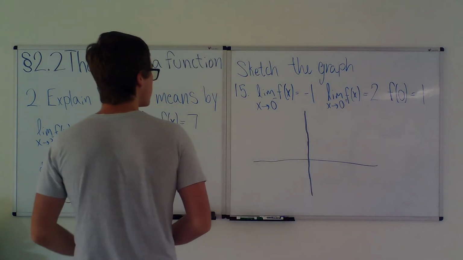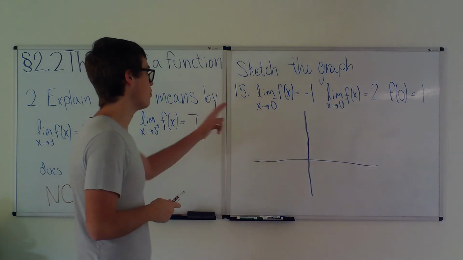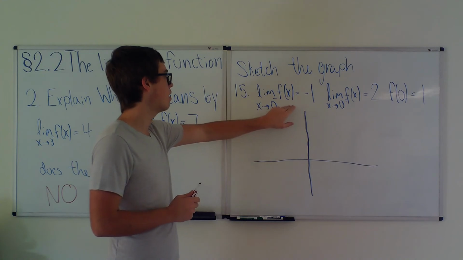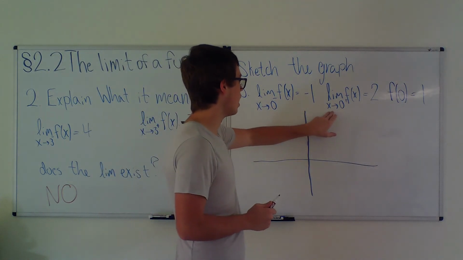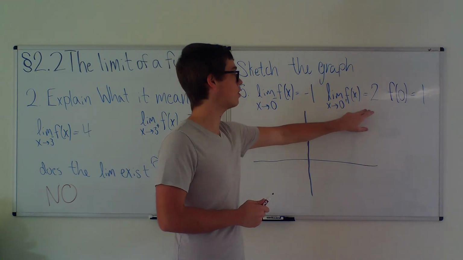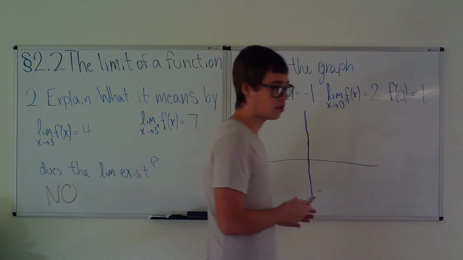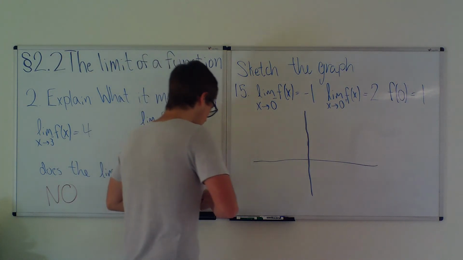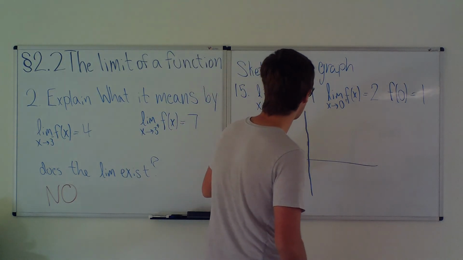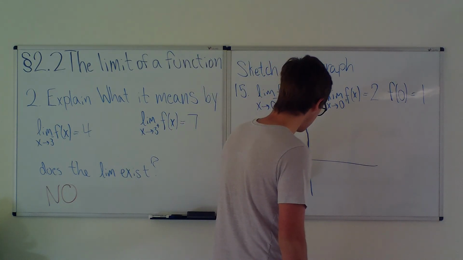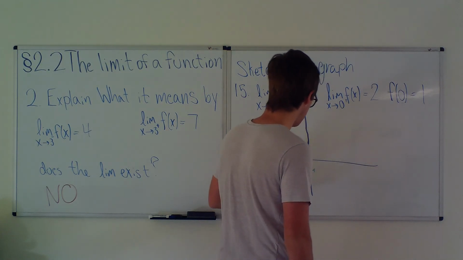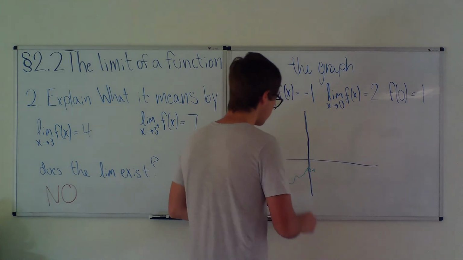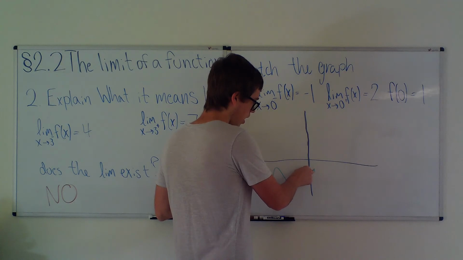Now, on to 15. Sketch the graph. The limit as x approaches 0 from the left of f of x equals negative 1. The limit as x approaches 0 from the right of f of x equals 2. And f of 0 equals 1. So we know that the limit does not exist, but how do you sketch this graph? Well, as it approaches from the left, it equals negative 1 on the y-axis, and since we don't know anything else about this graph, it can be something like this, and then we have a hole here at x equals 0.